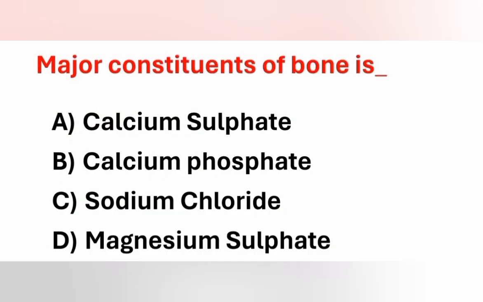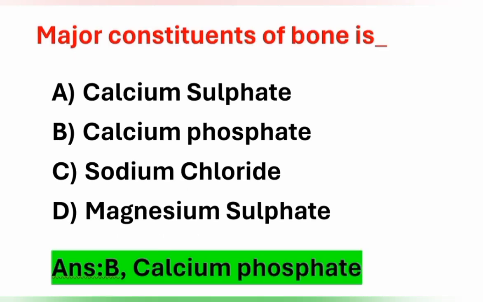And the next question, major constituent of bone is: option A calcium sulfate, option B calcium phosphate, option C sodium chloride, option D magnesium sulfate. Which component is the major component in bone, or present more in bone? Usually bone contains calcium, the calcium phosphate. Correct answer is calcium phosphate. The major constituent of bone is calcium phosphate.